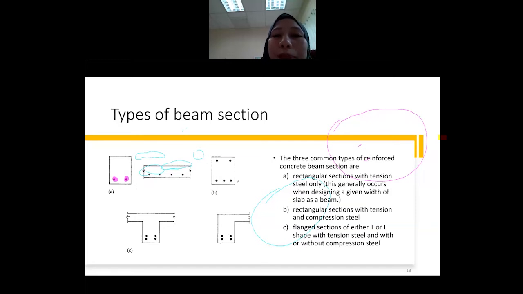Alright, so for B, this one, this is a rectangular section with compression steel. Here you see 3 circles. The 3 circles at the bottom are tension.